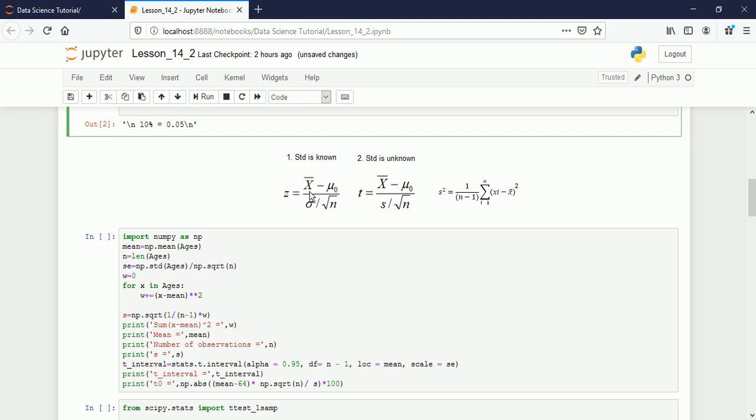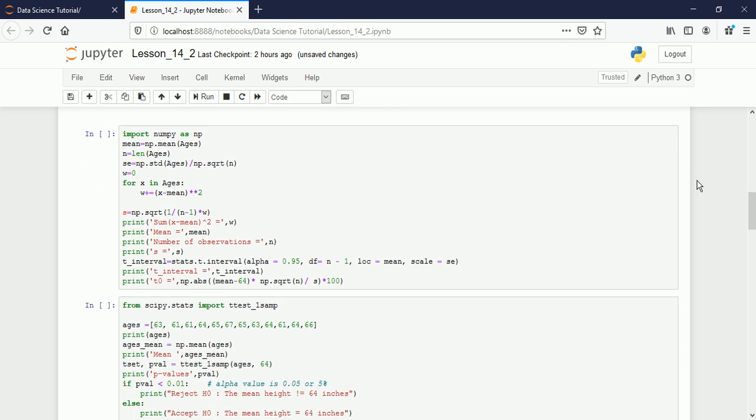So this is the mean of the whole sample. You put it here and calculate, and you will get the result. If the standard deviation is unknown, then we use this formula, and S can be calculated by this formula. Let's see here.